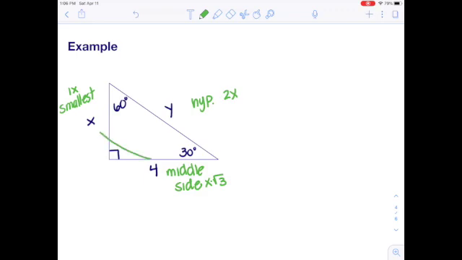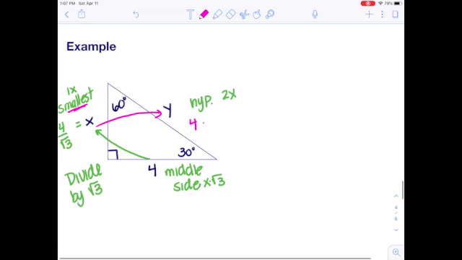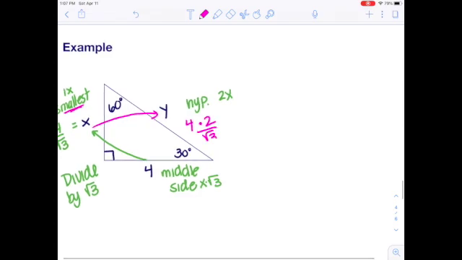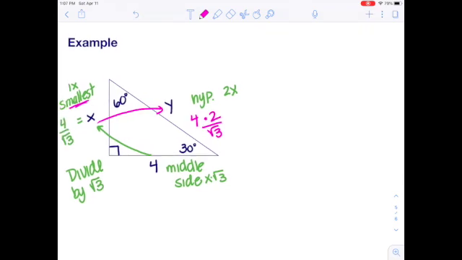So to get back to our smallest side, we're going to divide off the square root of 3. So that'll give us 4 over square root of 3. And I'm going to leave it like that for a second. I'm not going to rationalize at the moment, because now to get my hypotenuse, I just have to take my smallest side and double that to get my hypotenuse.